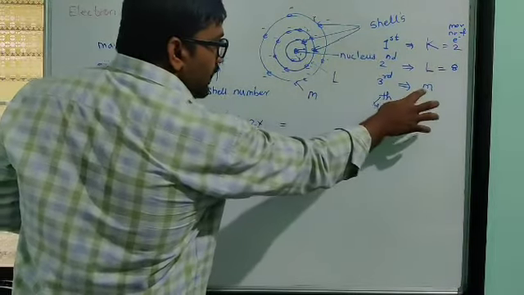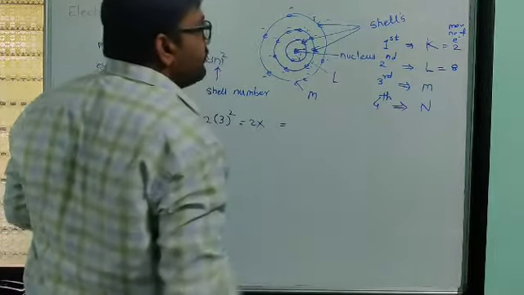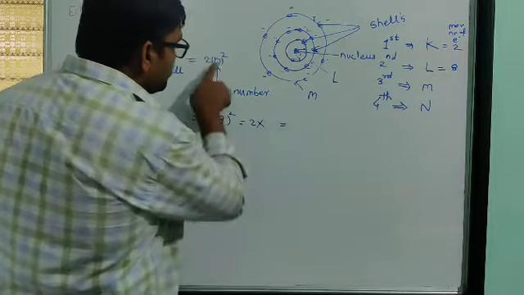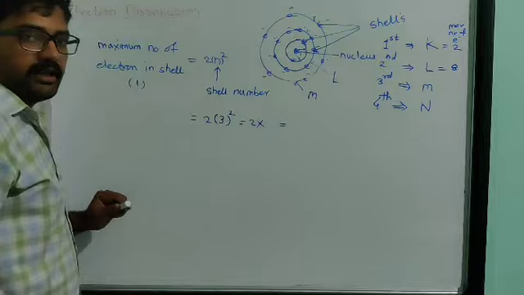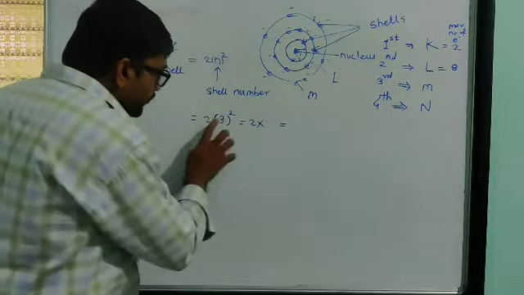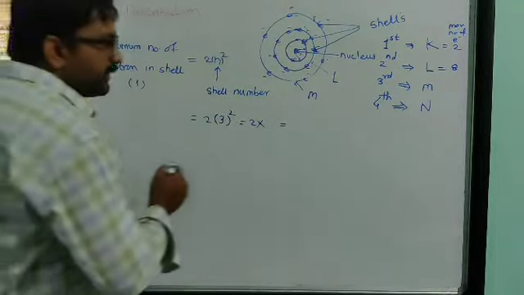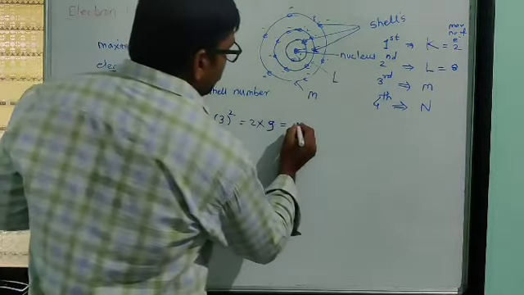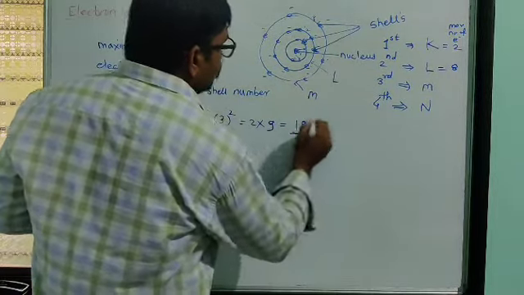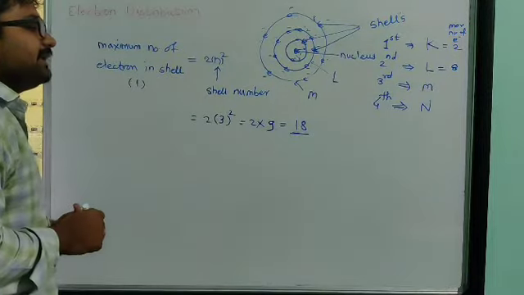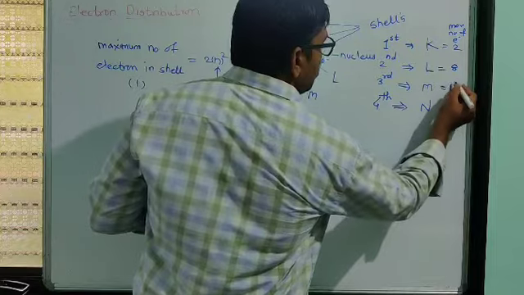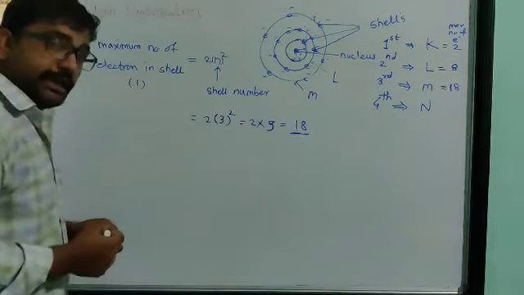We are talking about the M shell, so the shell number is 3. Instead of n, we put 3. So 2 into 3 square: 3 square is 9, and 2 into 9 is 18. So a maximum of 18 electrons can stay in this third shell.